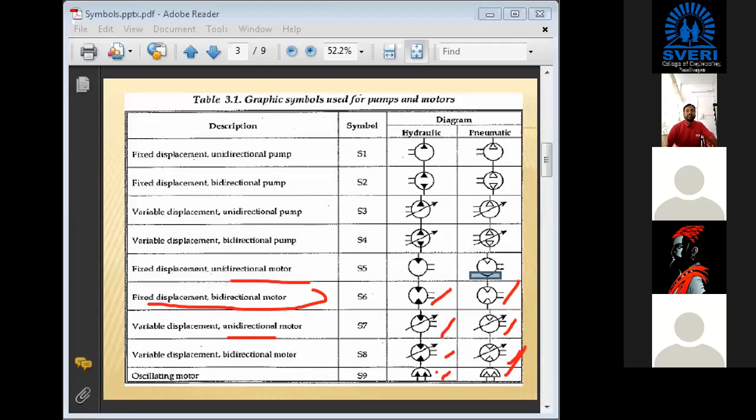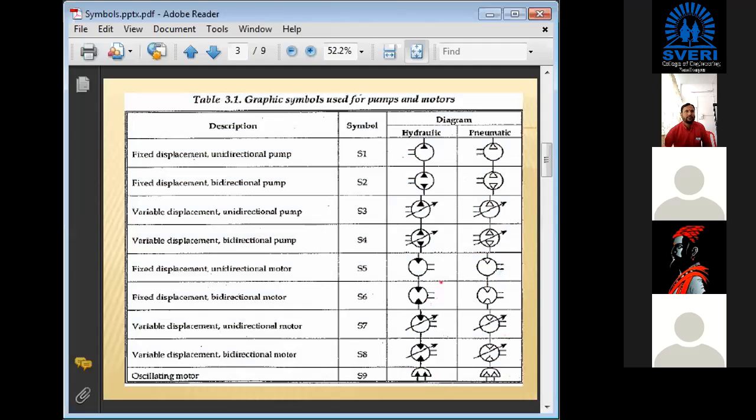Okay, getting it? I will give 5 minutes to draw this one, because the pumps and the motor, in hydraulic as well as pneumatic, both parts will come. At that time you should know the symbol. Okay, so please draw this one. I will give 5 minutes to draw all these symbols. Hurry up.